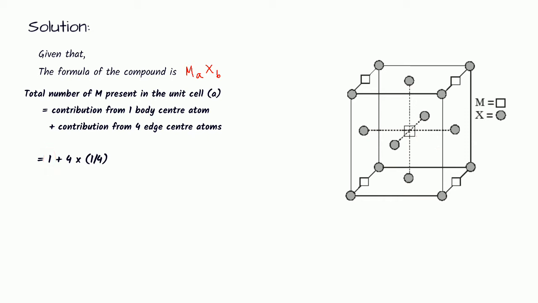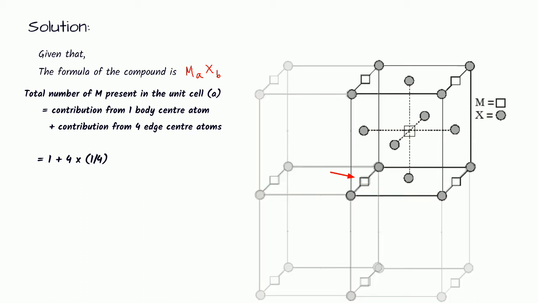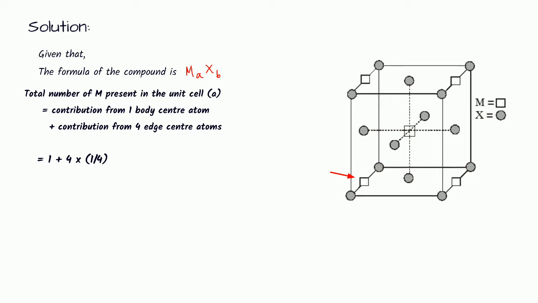Now let us calculate the contribution of the remaining 4. All 4 contribute equally to the unit cell, so by calculating only one we can get the other values. So first concentrate on only one of these four, let us suppose this one. If you look at this particle, represented by this square, it will be inside a total of 4 unit cells. That means this M, which is present on the edge of the unit cell, will be shared by 4 unit cells.